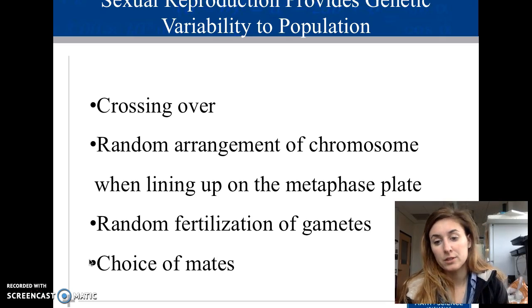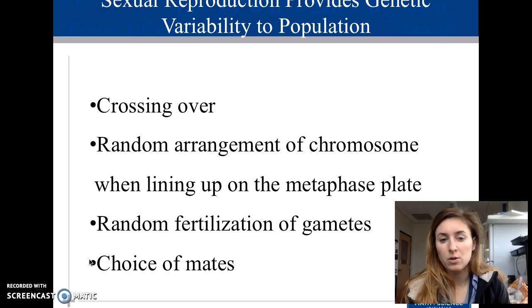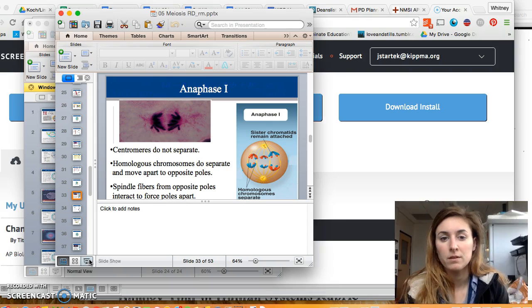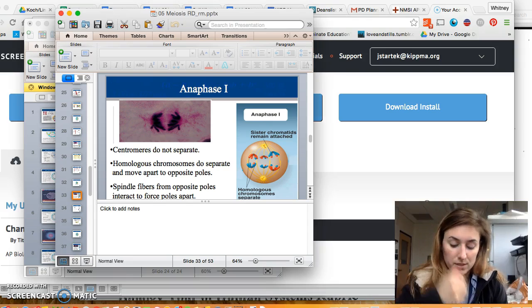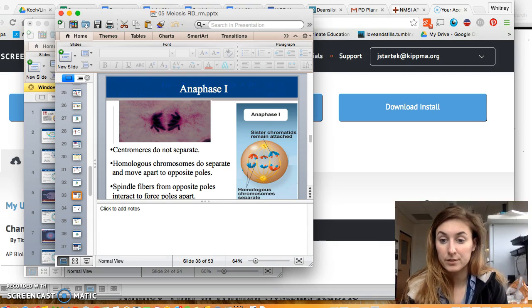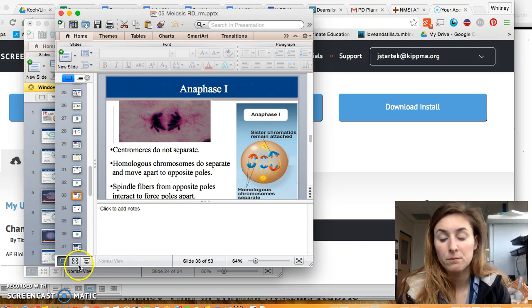Why is this evolutionarily useful for us to know? Crossing over, random arrangement of chromosomes when they're on the metaphase plate, random fertilization once we do mate, and choice of mates can all yield a large amount of variability in the population, which is a good thing. And so that is the end of all of our cell division material. We're going to move on over break, but you will have a test on this material as well as the other break material when you return, probably a Wednesday.